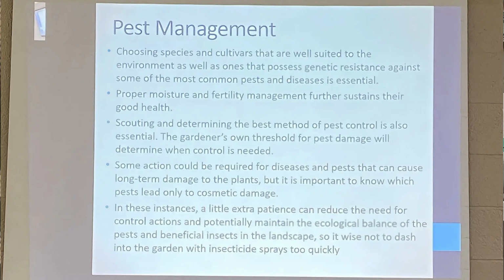Some actions could be required for diseases and pests that can cause long-term damage to the plants, but it is important to know which pests lead only to cosmetic damage. In these instances, a little extra patience can reduce the need for control actions and potentially maintain the ecological balance of the pest and beneficial insects in the landscape. So it is wise not to dash into the garden with insecticide spray too quickly.